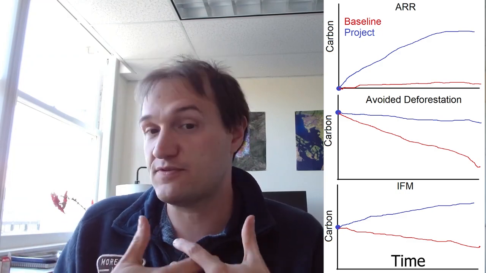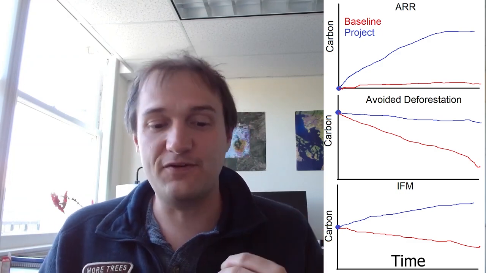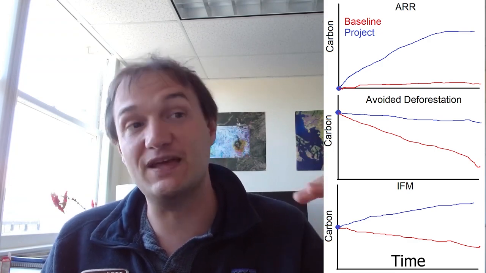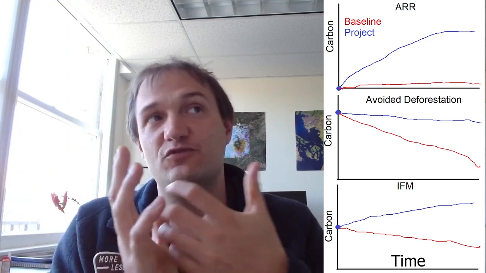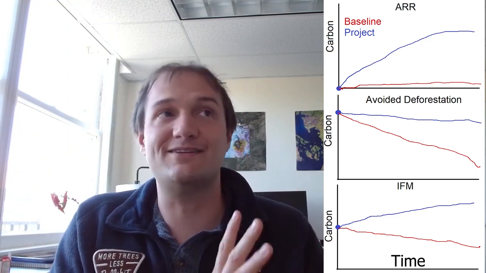For improved forest management projects, we actually combine both of those concepts. So IFM credits for both removals and for avoidance, and what you're trying to do with the dynamic baseline is assess what is the likelihood that these trees would have grown, and then maybe once they've gotten to a full-grown size, what's the likelihood that they would have been cut down.